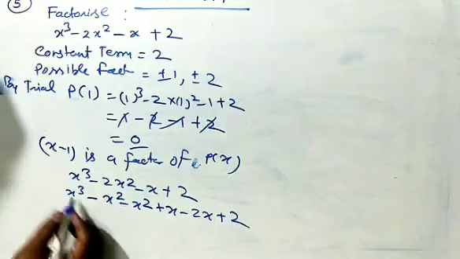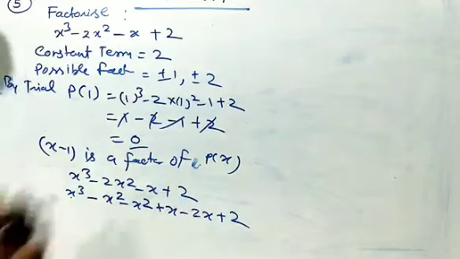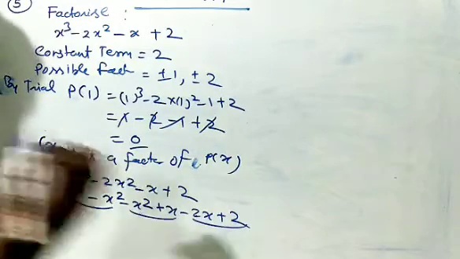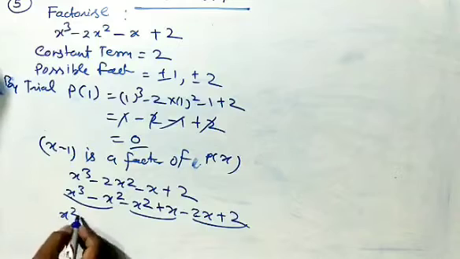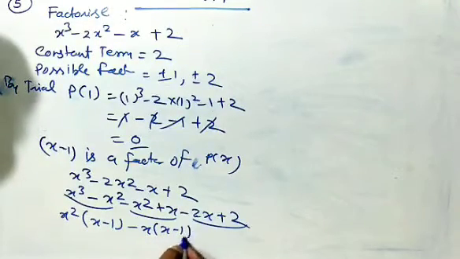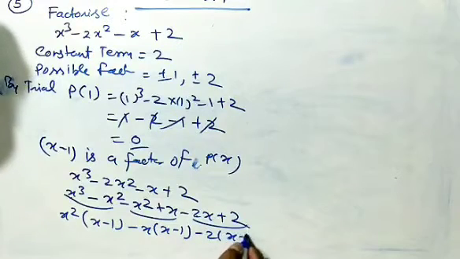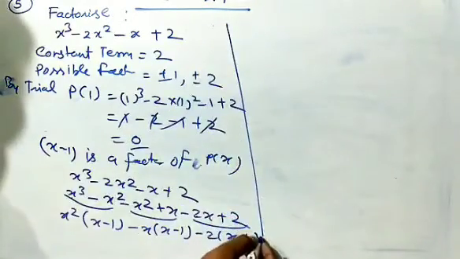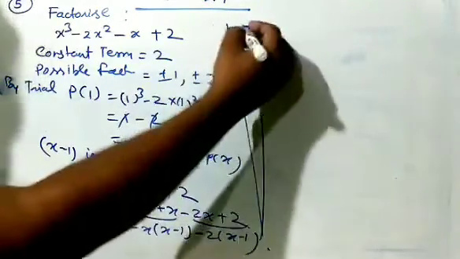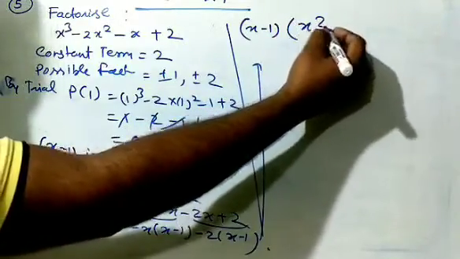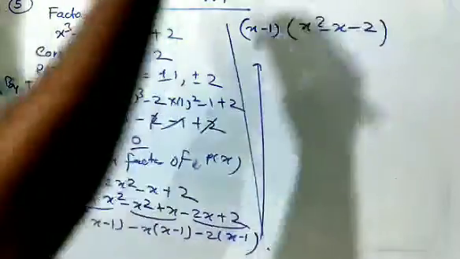Okay. So now, 1, 2, 3, 4, 5, 6. There are 6 terms, so we will pair them in 2 terms each. x square is common, x minus 1; minus x is common, x minus 1; minus 2 is common, x minus 1. You will see that in each term x minus 1 is common. So x minus 1 is common, and you will get x square minus x minus 2.